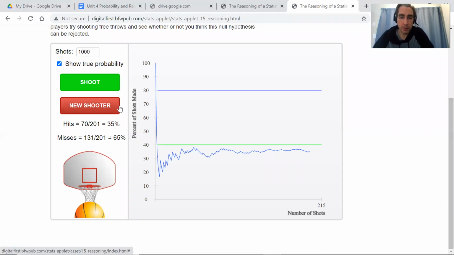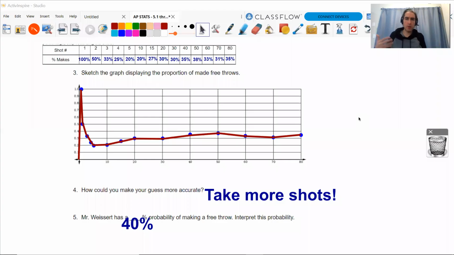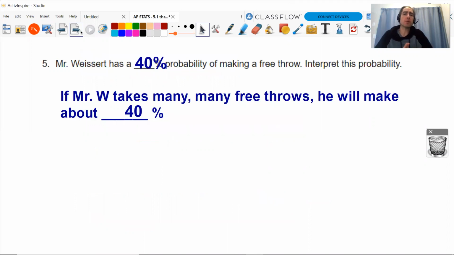So let's go back and input our 40%. So we know that the true probability is around 40%. We're going to want to be asked to interpret that. So if my true probability is indeed 40%, then if I take many free throws, I will make about 40%. And that's what we consider the interpretation for this probability.